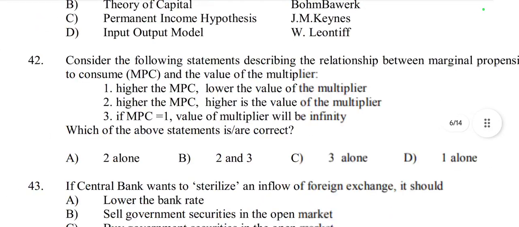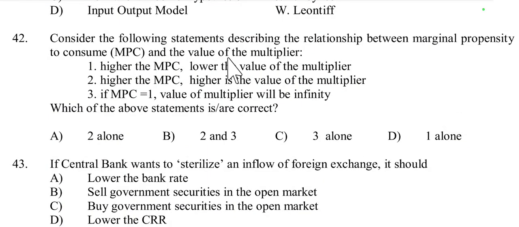Then question number 42. Consider the following statements describing the relationship between marginal propensity to consume, MPC, and the value of the multiplier. We know that the formula for the multiplier is K = 1/(1 - MPC). The first option is higher the MPC, lower the value of the multiplier. No, if the MPC value is higher, then the value of the multiplier is also higher, not lower. You can take any example for the MPC value.